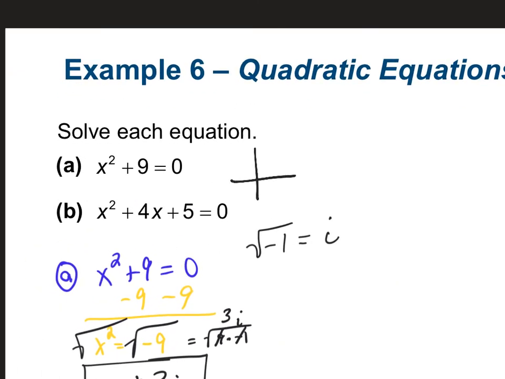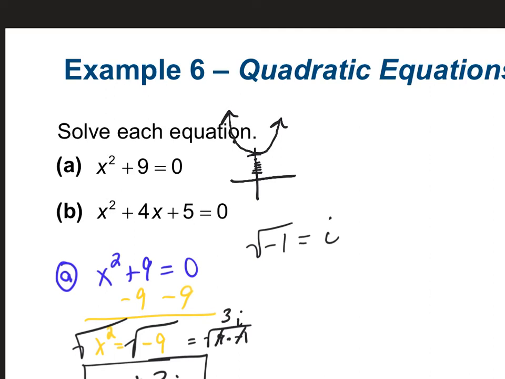plus 9 means it moves up 9. Let's pretend this is 9. It's a parabola. That's positive, and it's going upwards. Real solutions are where the graph crosses the x-axis. Does this thing cross the x-axis? No. So it doesn't have any real solutions. It has solutions, they're just not real.